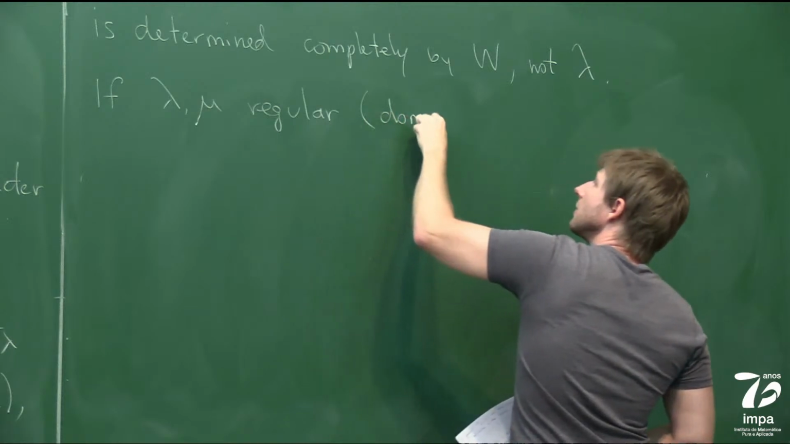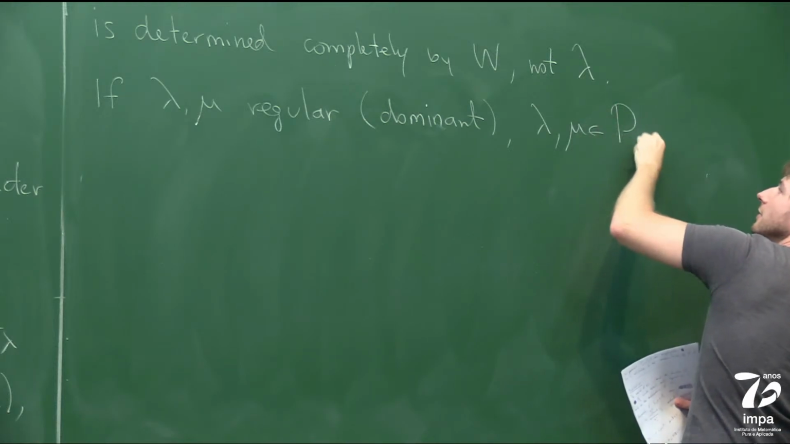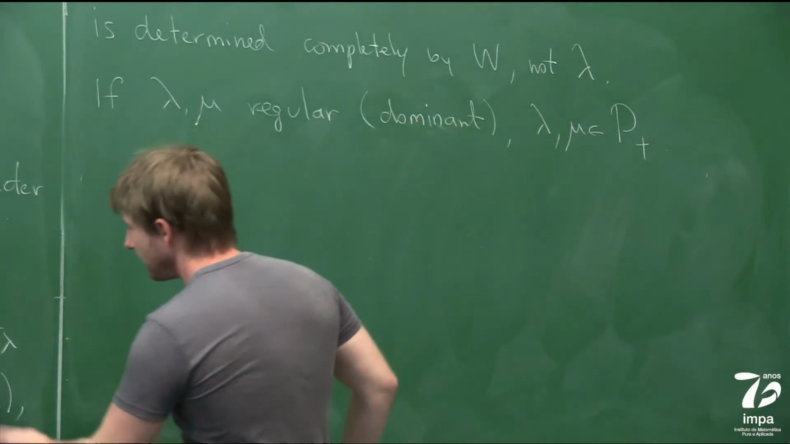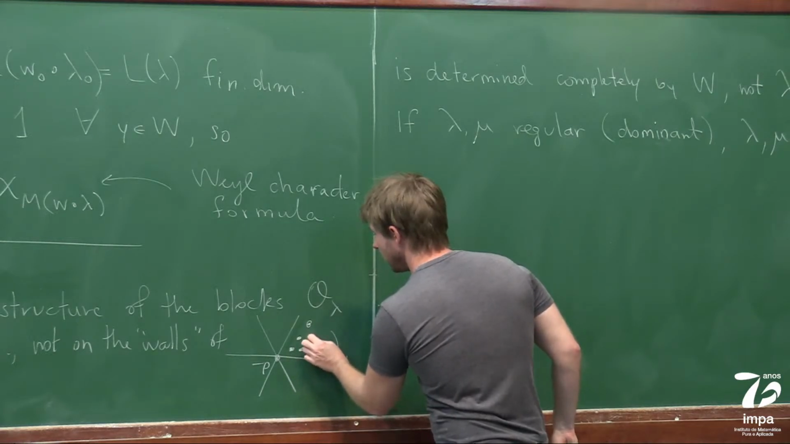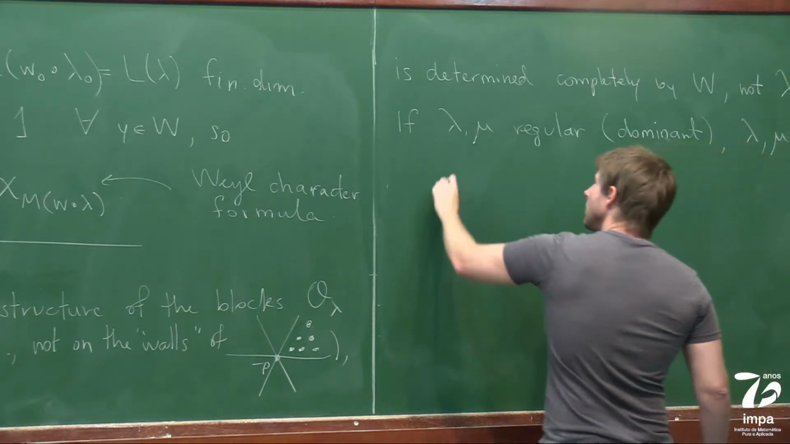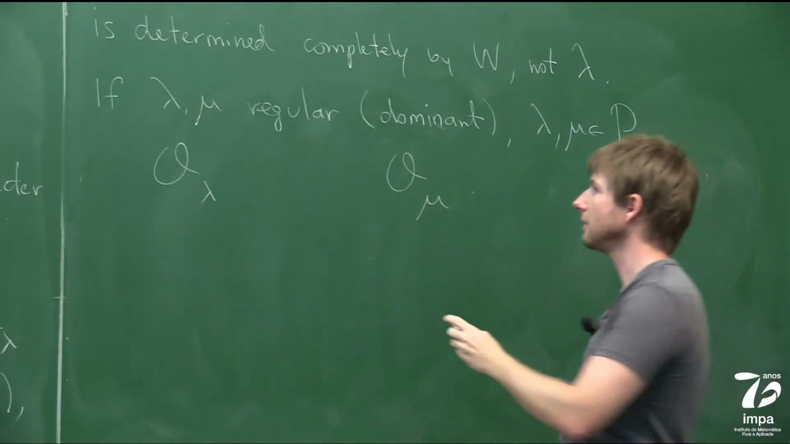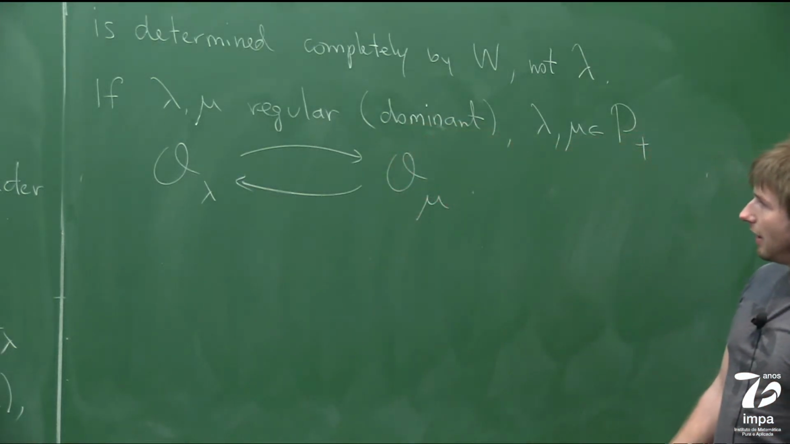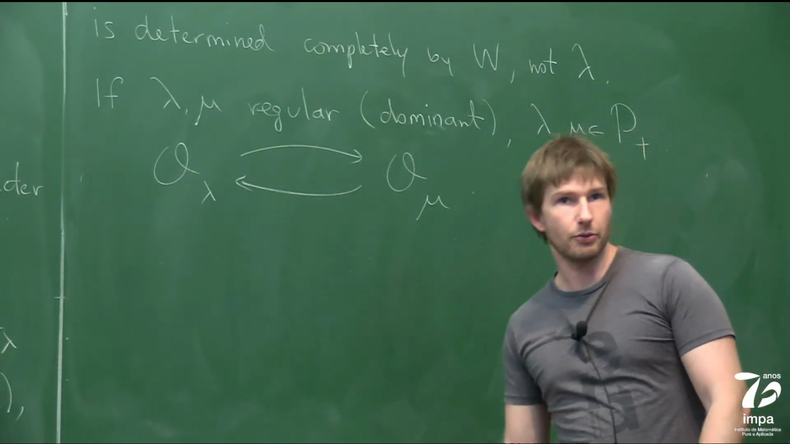Let's say dominant. Actually, let's say lambda and mu are integral as well. This is also not essential, but just to simplify things. So we'll take lambda and mu both in this set P plus. So they're integral. They're in the same cell of this diagram. Then, in fact, these categories are equivalent. Furthermore, there actually exist adjoint inverse equivalences, and these are the so-called translation functors.